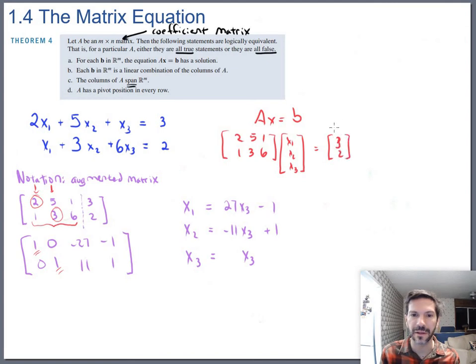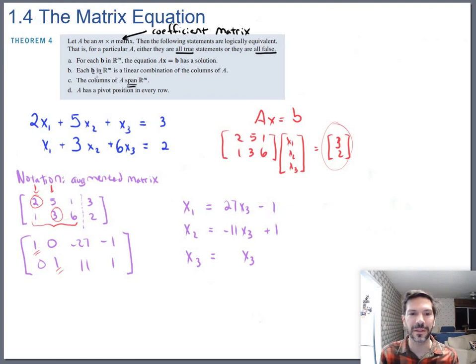3, 2. It says, so for every B, every possible 2-dimensional vector you could think of, the equation has a solution. So it's not just that it's 3, 2, but we could find a solution if this was 100, negative 17, or 1,563,212 and 0, or any vector in R2, you could find a solution. So it says, if that's true, so is this.